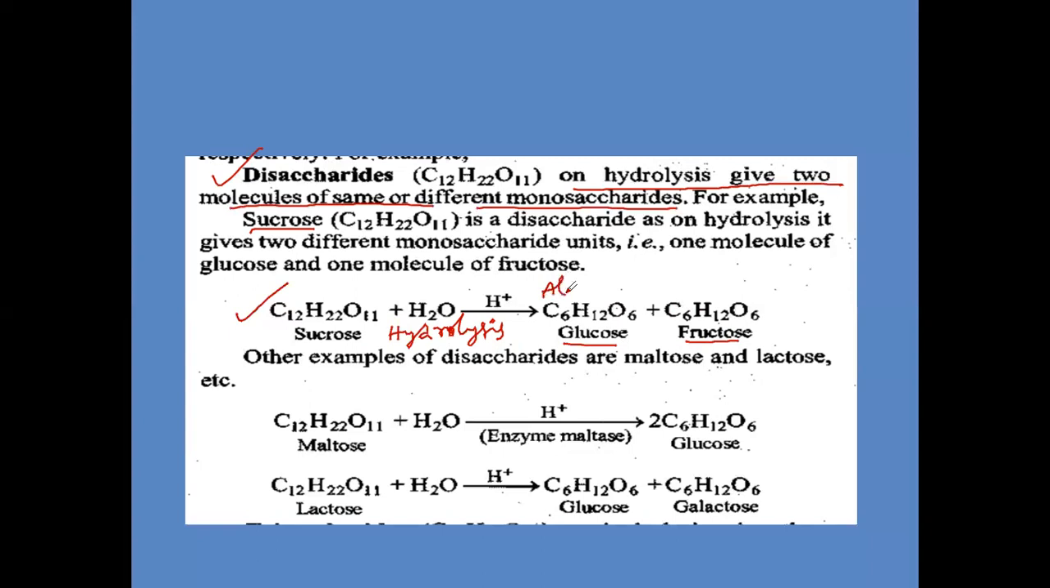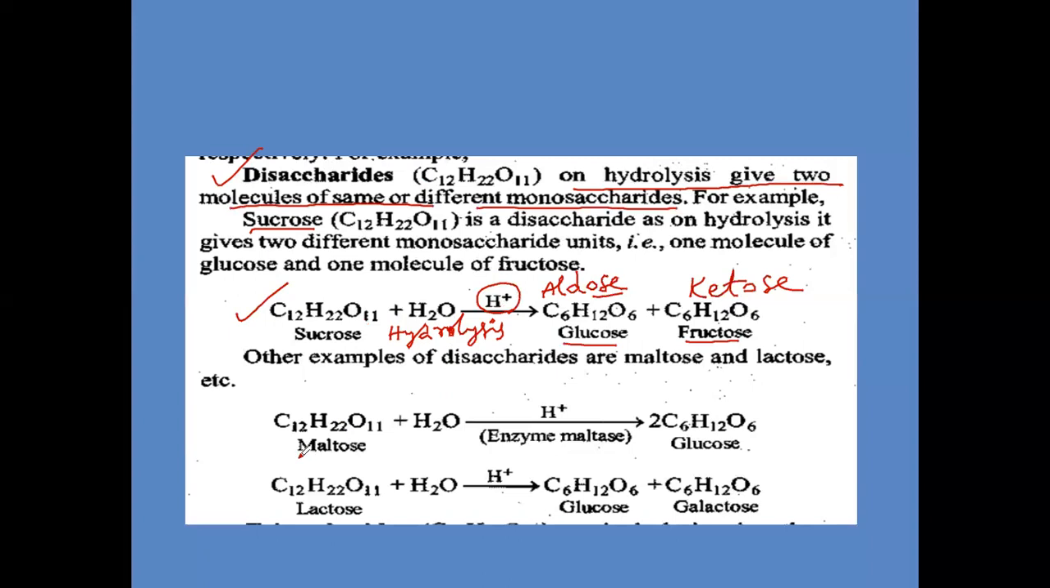Glucose is an example of what? Aldose. Here an aldehyde group will be present. And fructose is an example of what? Ketose. It contains a ketone group. So aldose and ketose. So we got glucose and fructose from sucrose. By which process? By the hydrolysis process in acidic medium. H plus indicates what here? Acidic medium.